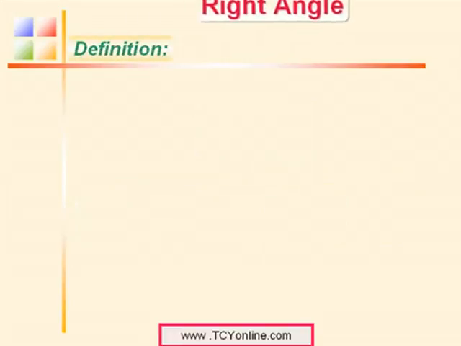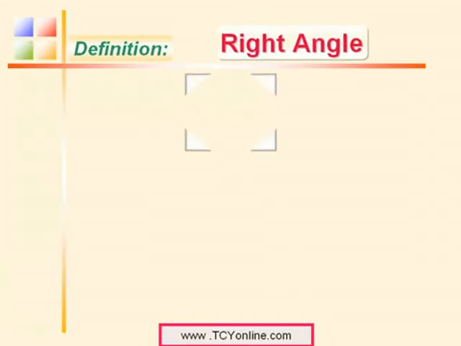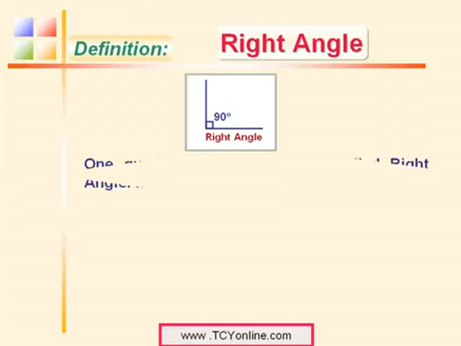Now let's first of all look at the definition of right angle. Over here in this figure, we can see that these two lines are perpendicular to each other, or you can say that they are standing on each other. So we can say that they are making an angle of 90 degrees, which is called right angle.